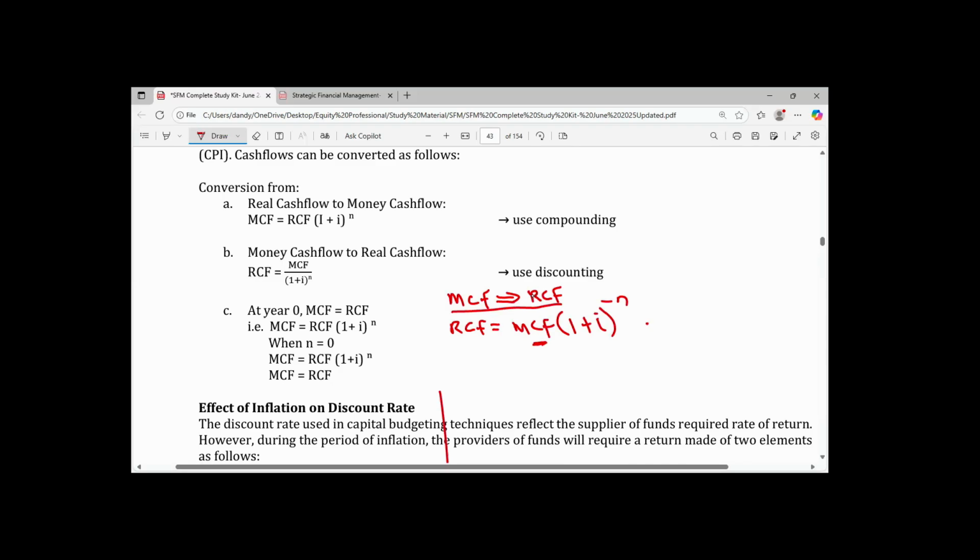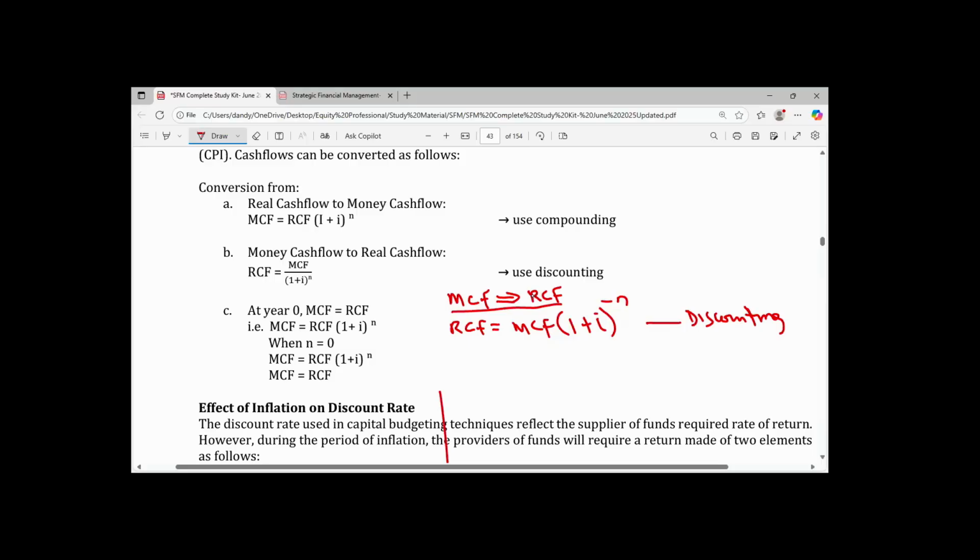When you do this, when you are converting money cash flow to real cash flow, that means you are discounting, because the money cash flow is already increased with inflation. So if you want to deflate it, that means you are discounting it. That means you are calculating real cash flow.